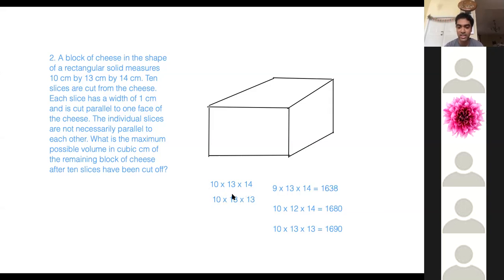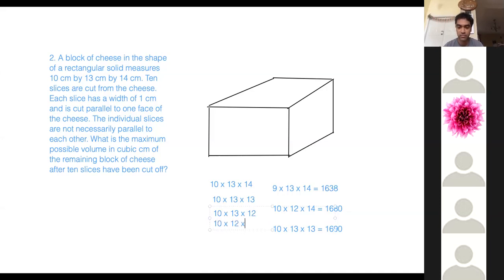Okay, so now I reach 10 by 13 by 14. I know if I cut one slice, the largest I can have left is 10 by 13 by 13. Now, what's the next one I want to cut to keep it as large as possible? You have to cut to 13 again. Good. So what would be left? 10 by 13 by 12. Okay. What about the next time? You would cut the 10 times 12. Good. So what would be left? 10 times 12 times 12.